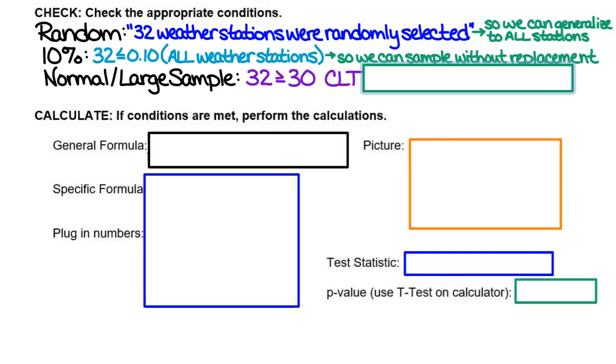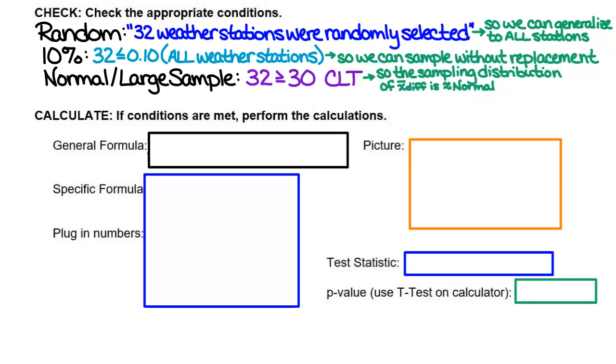What did you say? So that what is approximately normal? What distribution? The population distribution? Yes, the X bar diff. We want the sampling distribution of X bar diff to be approximately normal.